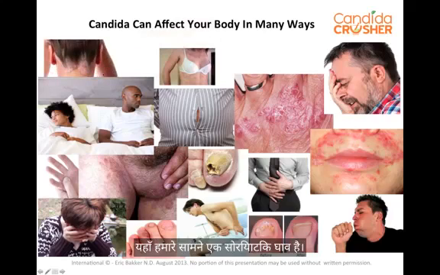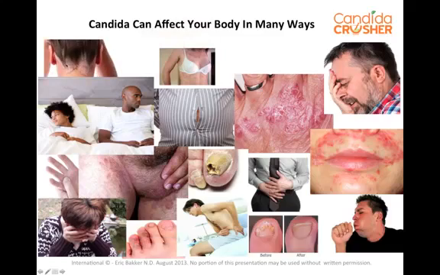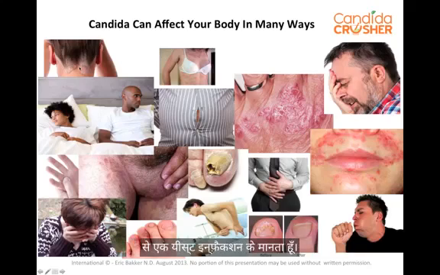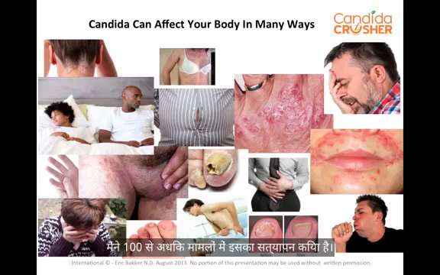Here we have a psoriatic lesion. I'm currently working on an ebook on psoriasis because I see psoriasis to be mainly a yeast infection. Once I clear candida up in a psoriasis patient, the psoriasis disappears. I have verified this in well over 100 cases.